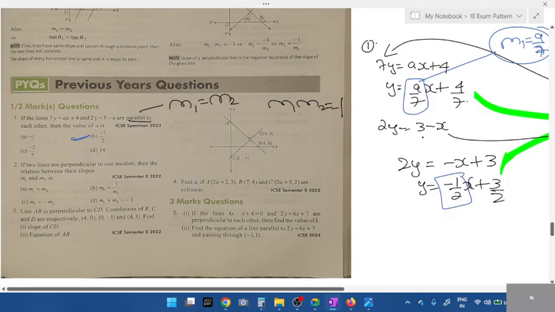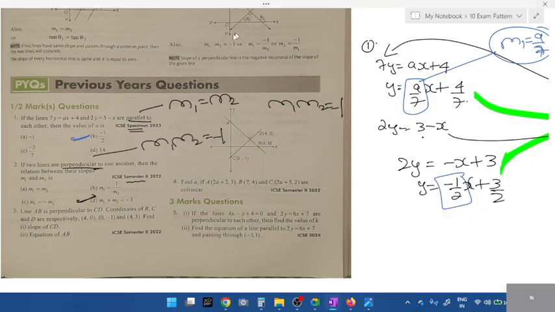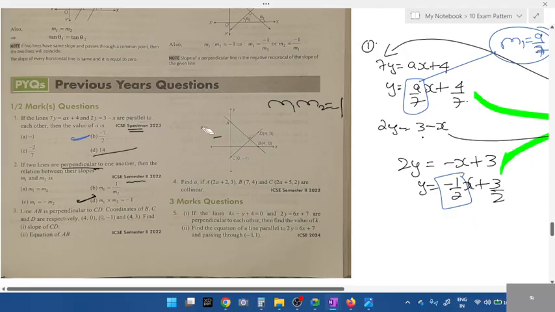Second question. If two lines are perpendicular, for perpendicular, what should I write, students? m1 into m2 is equal to minus 1. Then the relation between their slopes. What's the answer? Which option? Isn't it option D? That was a simple question. 2022, semester 2. Whichever semester is given, that is a board exam question. Specimen paper doesn't come in the board exam, students, but it was set by the board people. So the second one was easy.